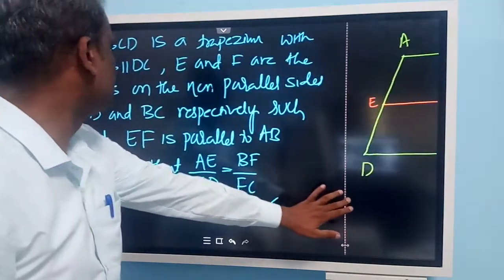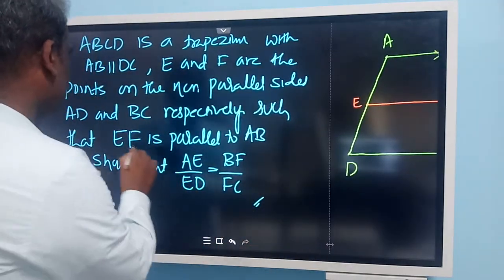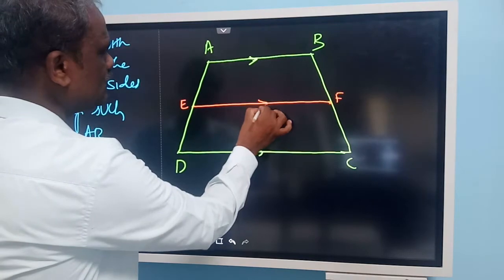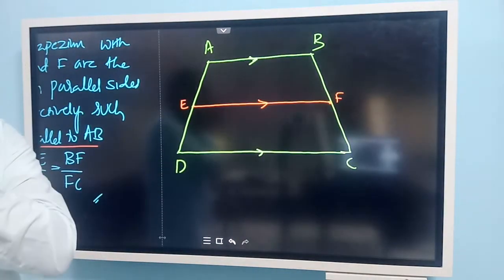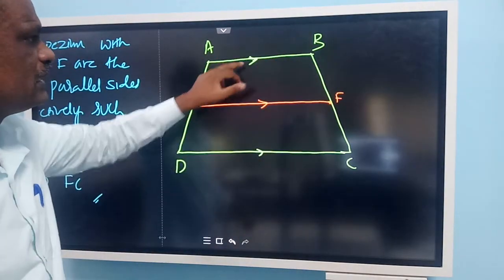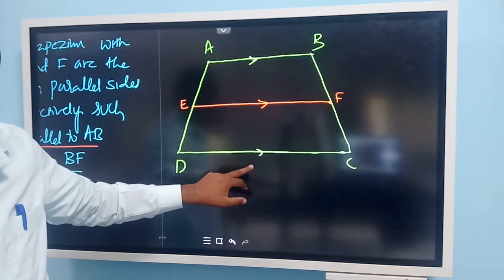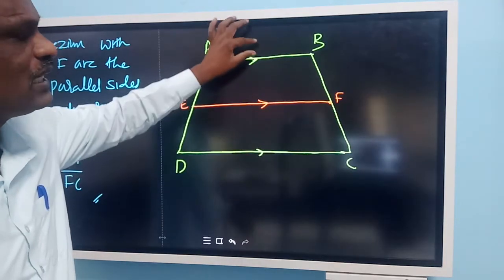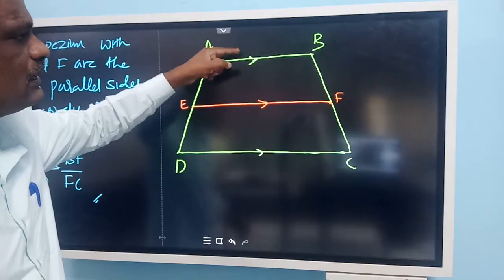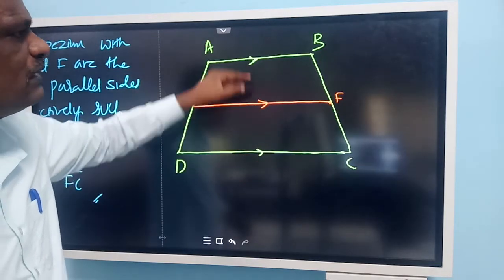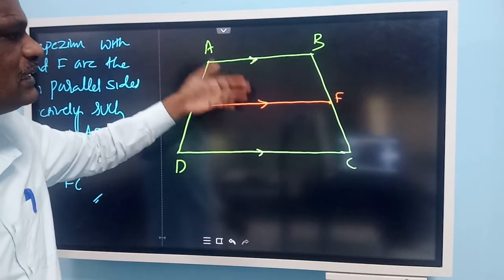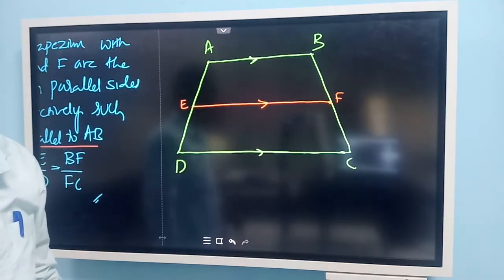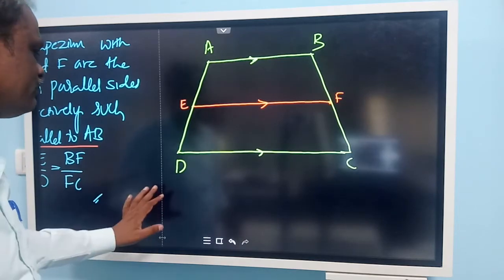We have taken 2 points such that EF is parallel to AB. Again look at this, EF is parallel to AB. As ABCD is a trapezium, AB is parallel to CD, that is given because it is a trapezium. And E and F are taken such that EF is parallel to AB. So AB is parallel to DC, EF is parallel to AB, that means EF must be parallel to DC also. All these 3 lines are parallel to one another.